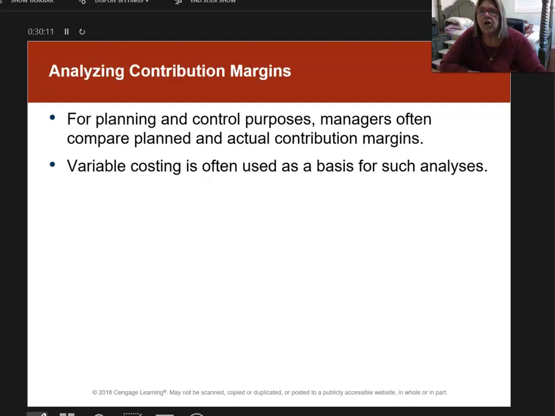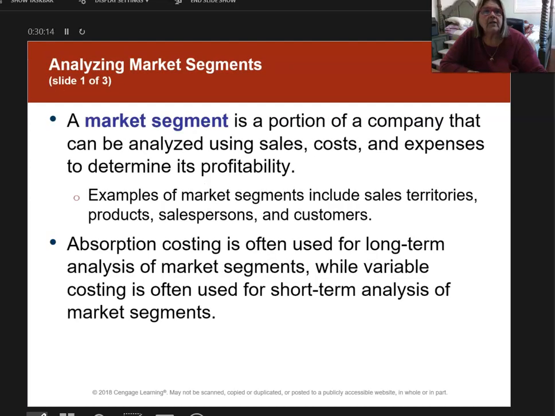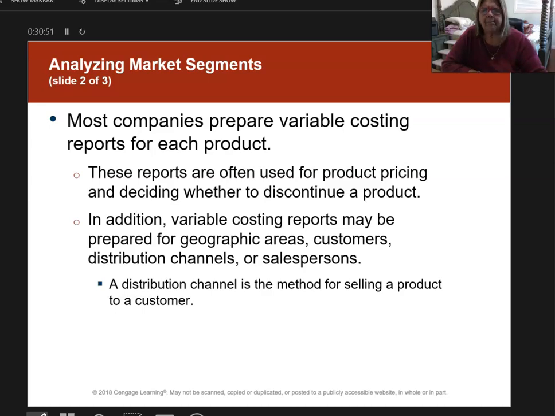Next, we're going to look at analyzing contribution margins and analyzing market segmentations. A market segment is a portion of a company that can actually be analyzed. I might break my company down into territories, by products, maybe salespeople, maybe customers. But it does say absorption costing is often used for long-term analysis of market segments, while variable costing is used for short-term. Again, I'm not going to read all this. I don't really do a lot of testing on this material, but it's in here to take a look at.